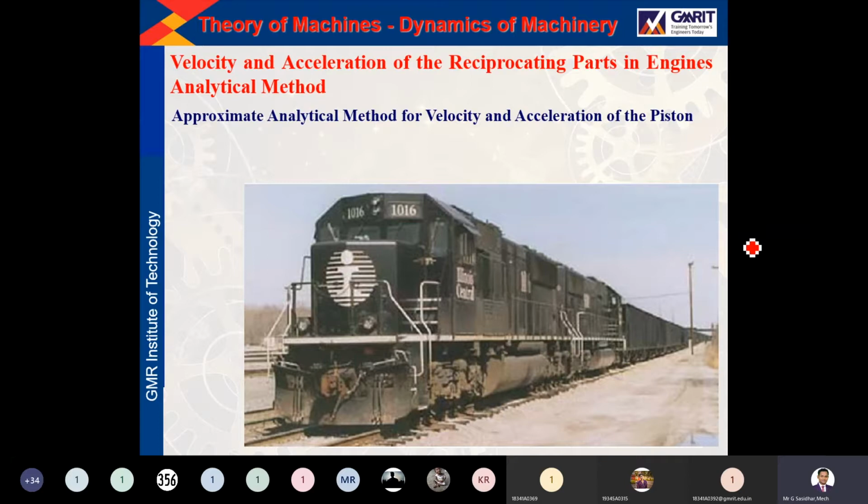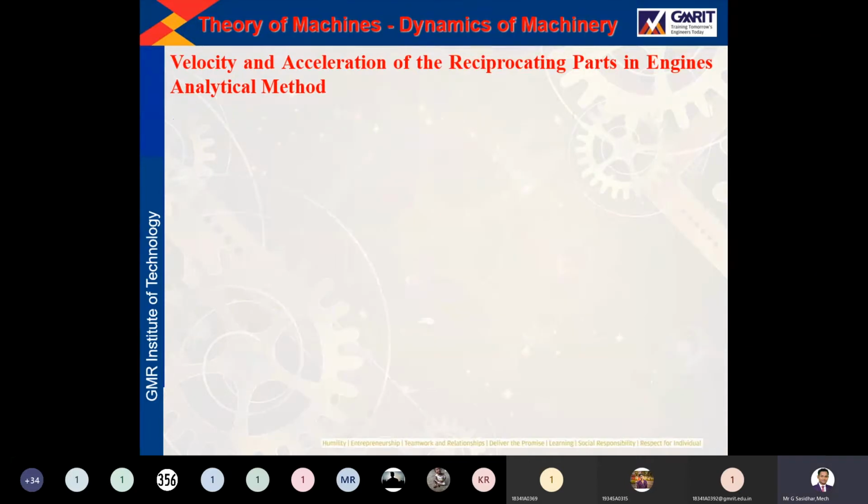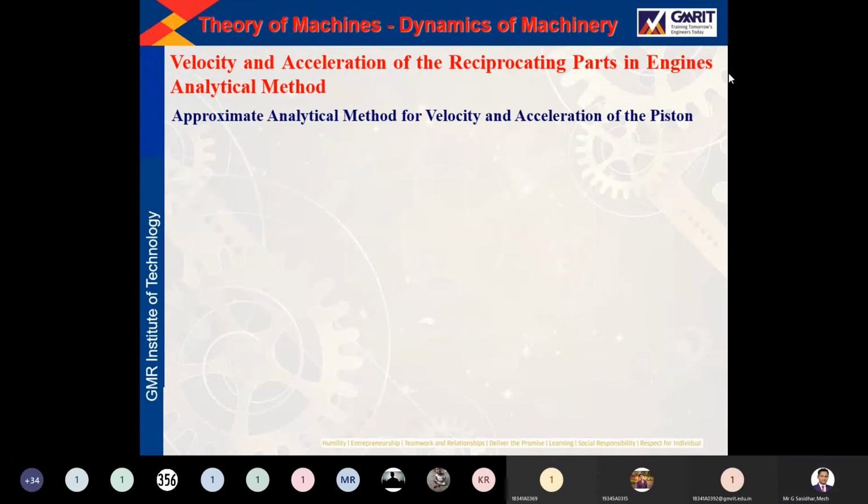Now we will solve the velocity and acceleration analysis of any part, maybe the piston or connecting rod or any other, by using the analytical method. For that, definitely we require some formulas. So how will we get the formula? Look at that. First I will do the analysis for the piston. I want to find out the velocity and acceleration of the piston.